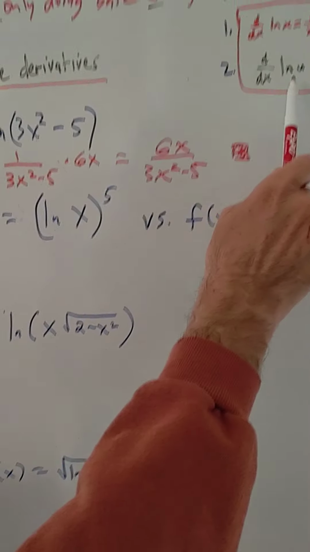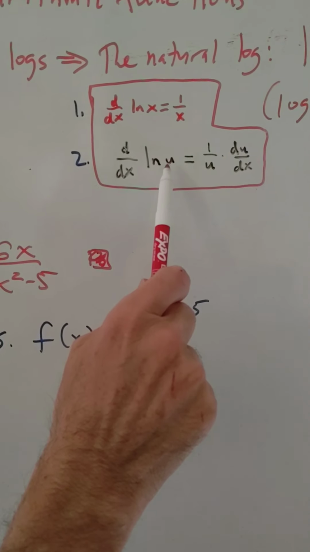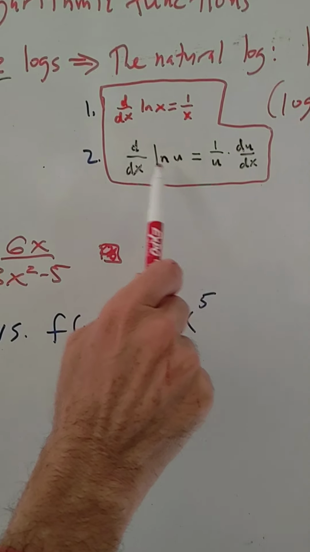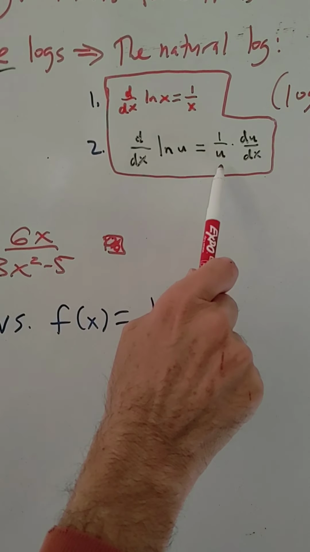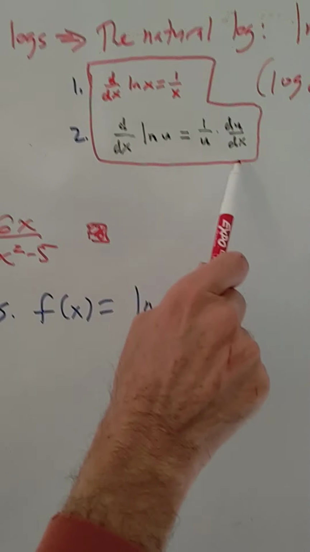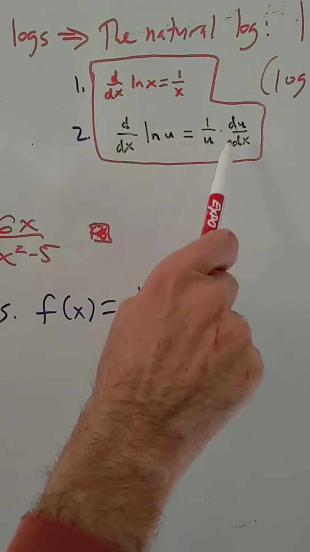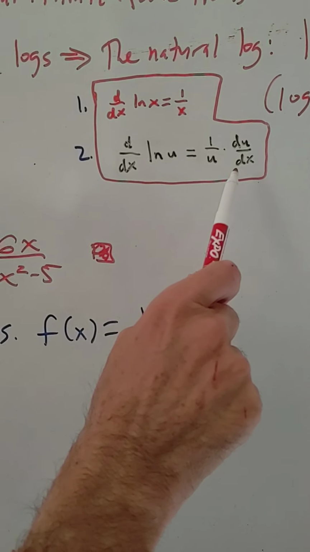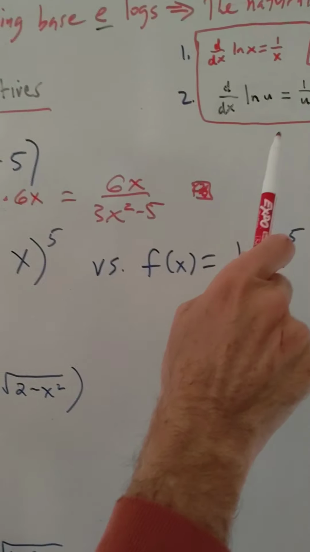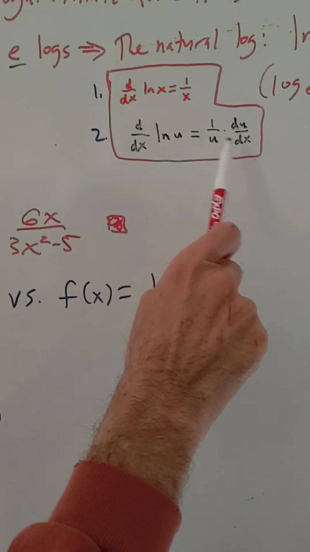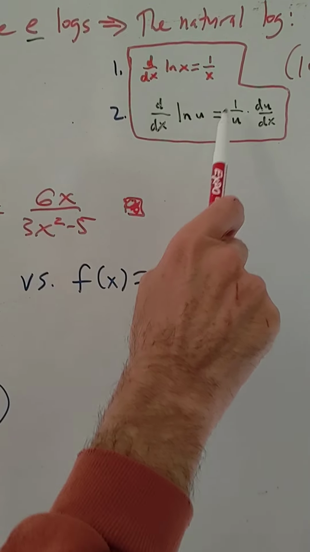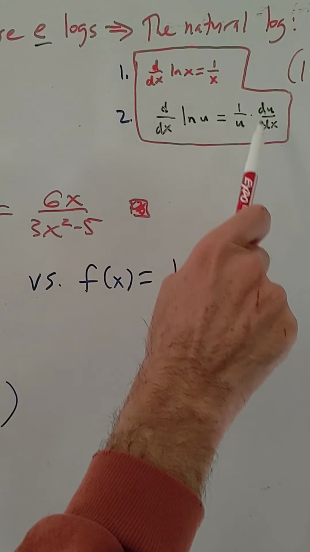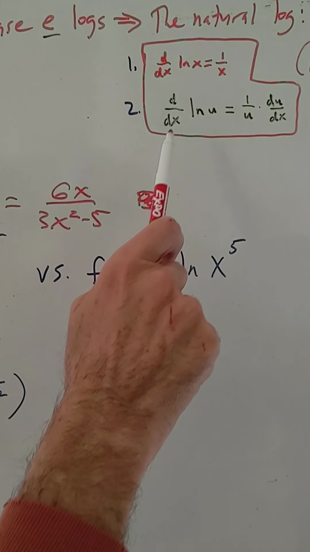So we use this rule here, where u was, in this case, 3x squared minus 5. So what's the derivative of the natural log of some expression? It's 1 over the argument times the derivative of the argument. du dx means derivative of that u with respect to x. Notice the answer does not include logs, so it's a common mistake to write ln in your answer. It's just 1 over the argument times the derivative of the argument. That is how you find the derivative.